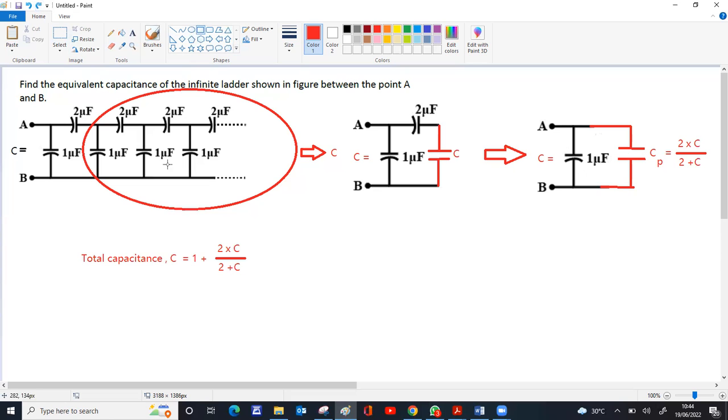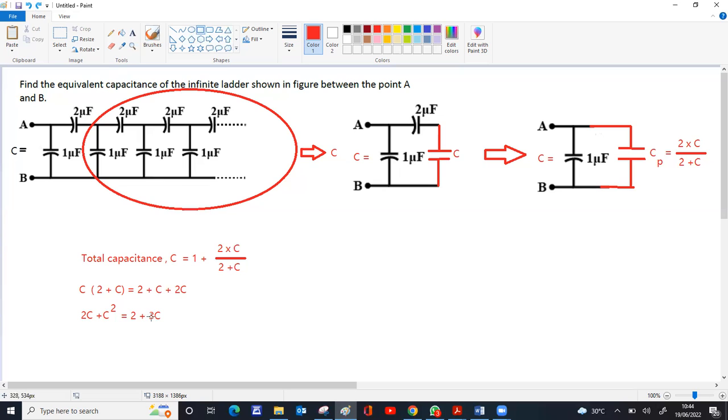Now we got an equation. To solve this, multiply all the terms with 2 plus C. So 2 plus C into C equals 1 into 2 plus C, which will be 2 plus C, plus 2C by 2 plus C into 2 plus C. So 2 plus C gets cancelled. It will be just 2C. So opening the bracket, 2C plus C square equals 2 plus 3C.